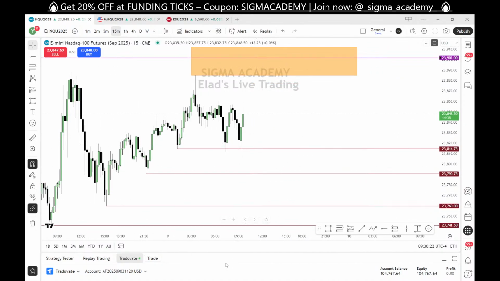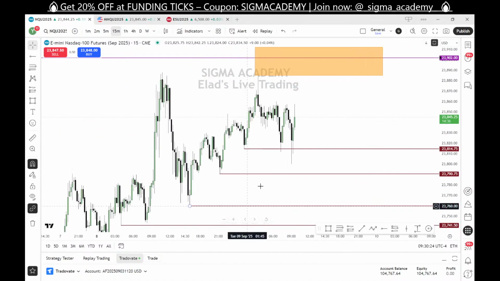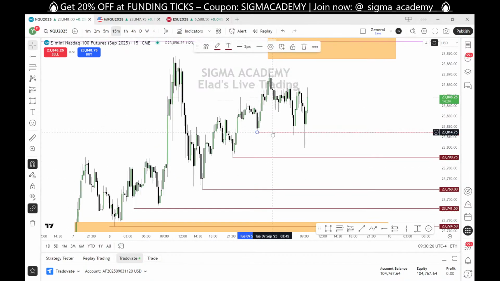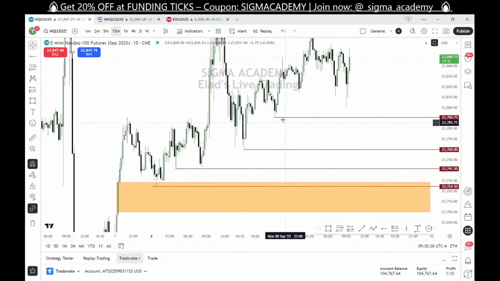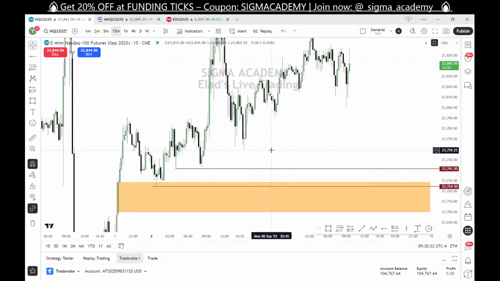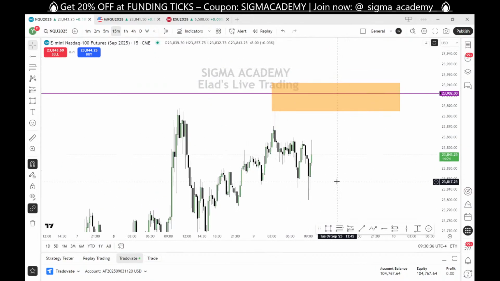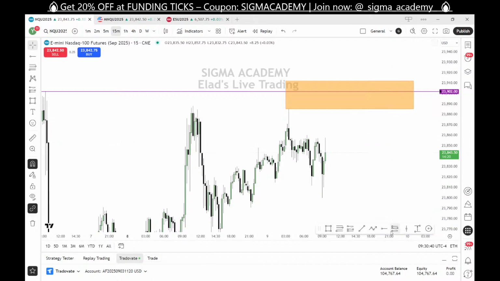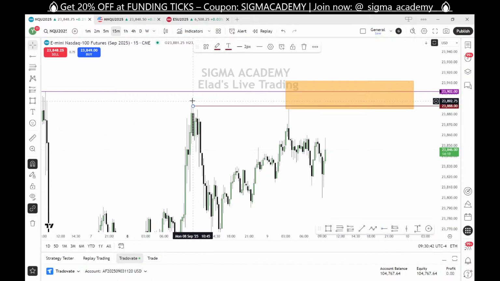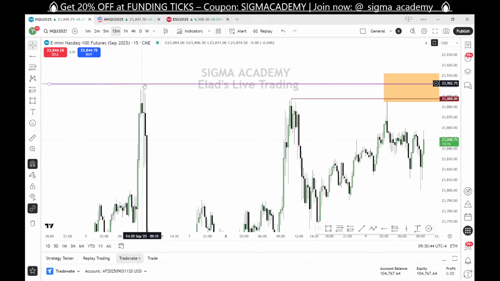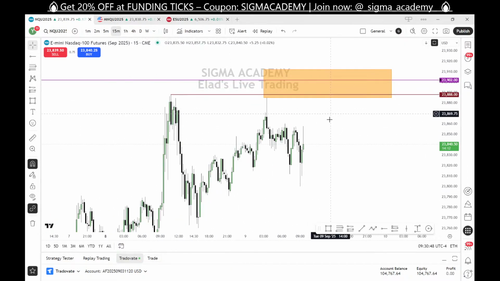So what am I looking for? First of all, liquidity. I think liquidity is the lifeblood of the market. I don't like to mark those small ones. I like to draw only the high probability, like this one here. Also, you can mark this high, but this one is the final one.